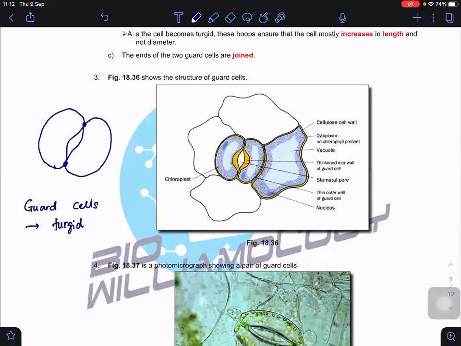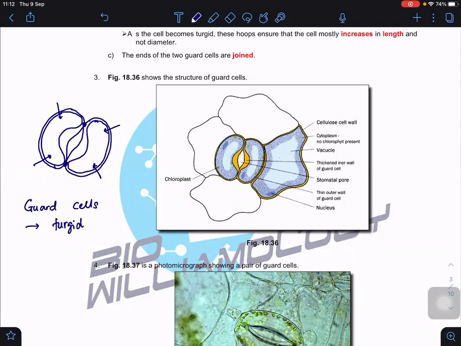So when they expand, they will become more curved. Why? Because of the uneven thickness of the cell wall. The cell wall away from the pore is thin. The one near to the pore is actually thicker. So the rate of expansion will be different. Can you see that? It means that when the water molecules enter into the cells through osmosis down the water potential gradient, the thin part of the wall expands more compared to the thicker cell wall. Therefore, it tends to curve when the water molecules enter.